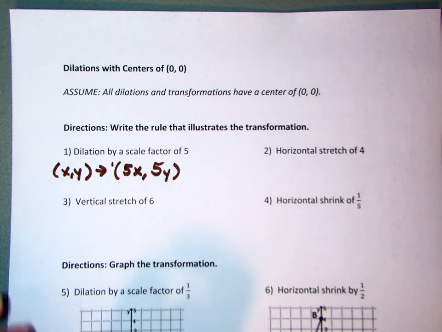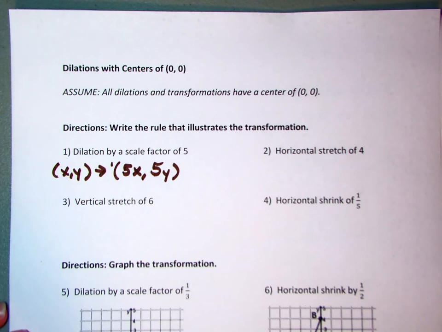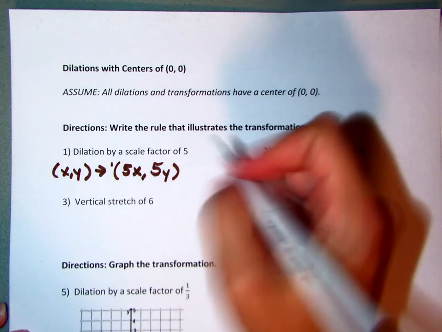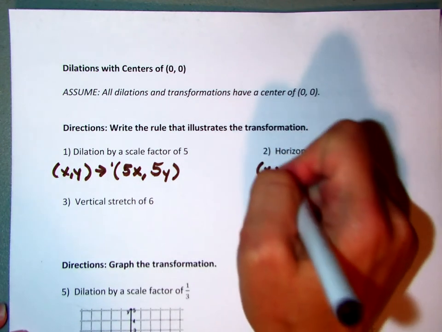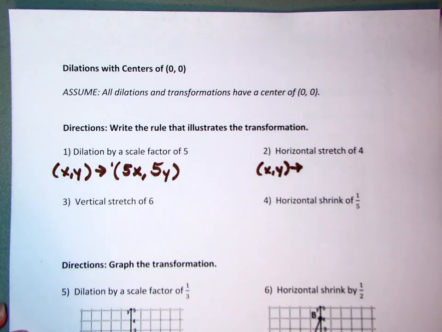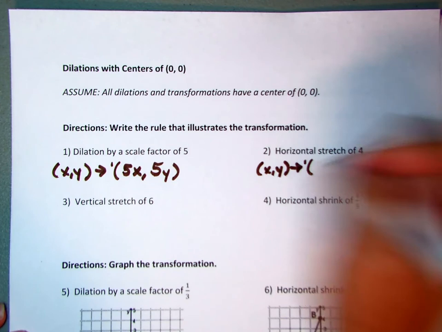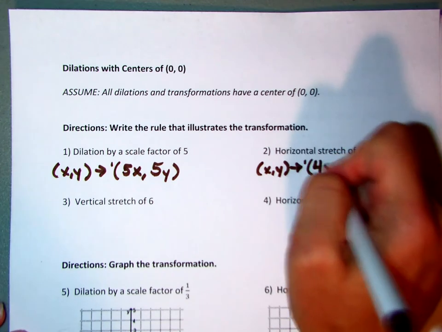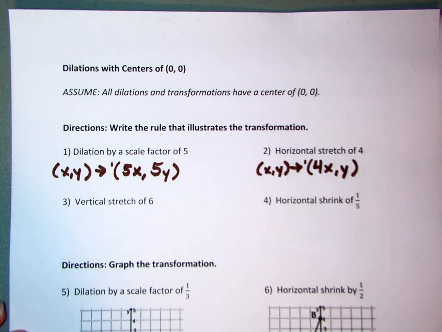So with that said, if we're stretching something horizontally, we're affecting the horizontal axis, known as the x-axis. And so we're going to affect the x variable. So we're going to take our x and our y, and to stretch it horizontally, we're actually going to just stretch it by doing 4 times the x, but the y is left alone.